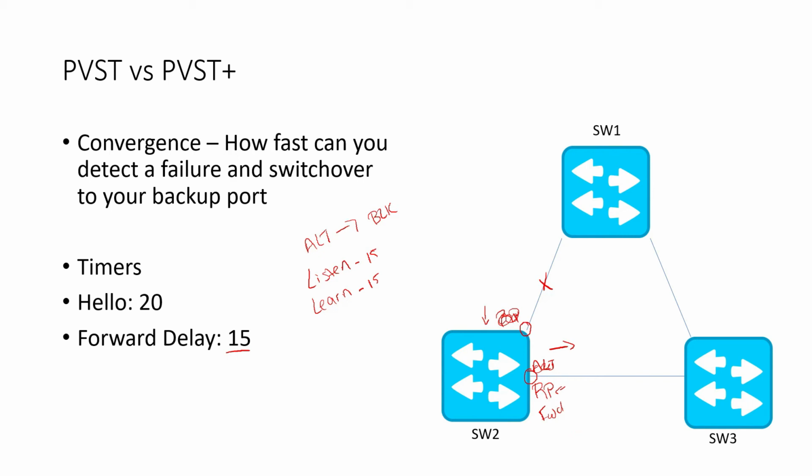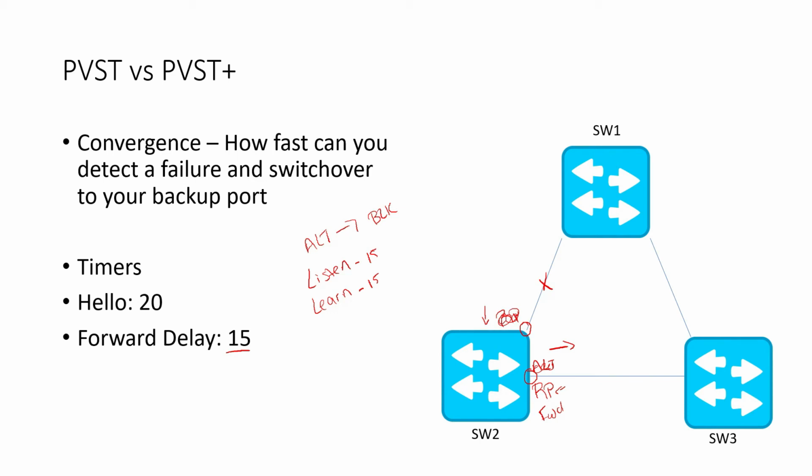So when you take a look at how long it takes to converge when you have a direct failure, it can take up to 30 seconds. Because when it's a direct failure, like the root port going down, switch 2 automatically knows about this. So it takes him no time to detect the failure has occurred. The problem is going to be when he wants to switch over to his alternate port and start sending traffic. Before he can do that, he has to go through 30 seconds of listening and learning. So when you have a direct failure with legacy spanning tree, the convergence time is 30 seconds because you've got 15 seconds of listening, 15 seconds of learning.